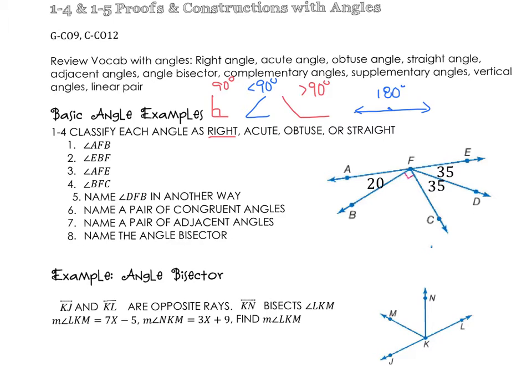So we're going to classify each one of these as right, acute, obtuse, or straight. So we're going to look at angle F or AFB. So AFB. It says that's 20 degrees. So a 20-degree angle would be acute.